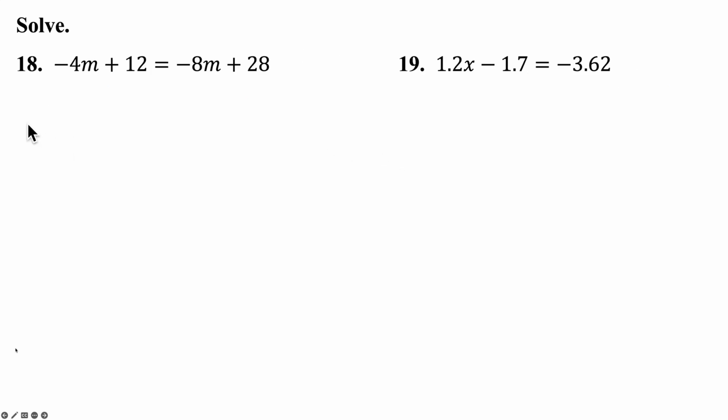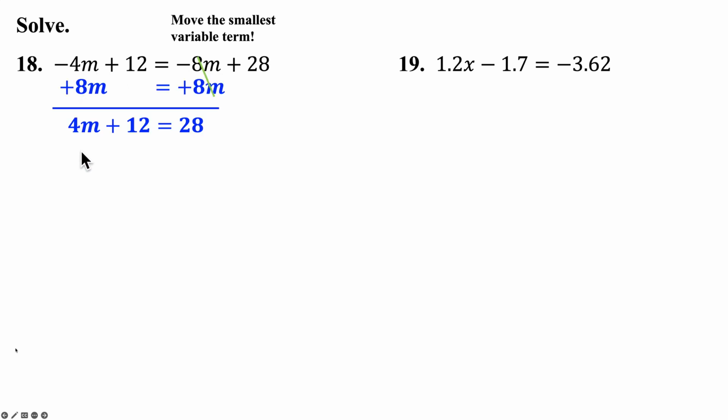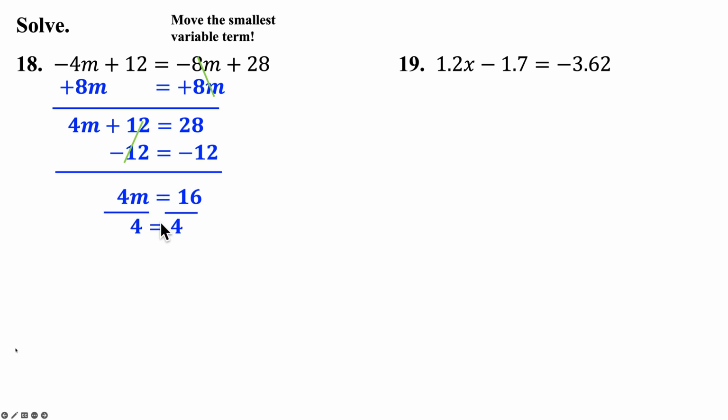18. Negative 4m plus 12 is equal to negative 8m plus 26. So again, we're going to move the negative 8m because it's smaller than negative 4. So I'm adding that over to the other side. Gives me 4m plus 12 is equal to 28. We'll subtract over the 12. 4m is equal to 16. Divide by 4. X is equal to 4.